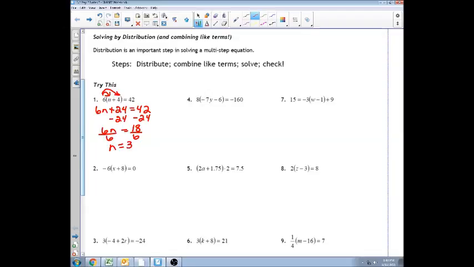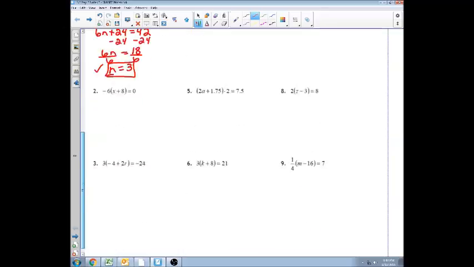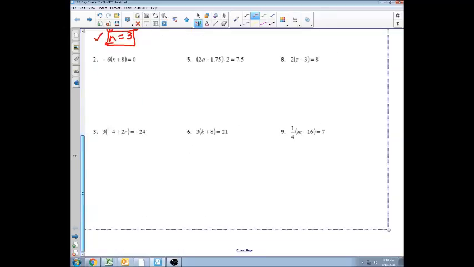So if I put 3 back in for n, 3 plus 4 is 7. 6 times 7 is, in fact, 42. So my answer is good, and we checked it. Let's look at number 2. Again, the first thing I would want to look at is inside the parentheses. That is x plus 8. I cannot combine those, so I will just distribute.